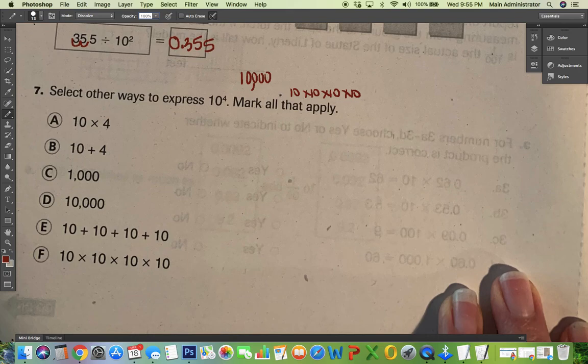I think that's all I can think of. So let's come over here and see what we got. 10 times 4 is 40. No way. That's not right. 10 plus 4 is 14. No way. Not right. I did say that it should be 10,000. So it's 10,000, but not 1,000. And if I added these up again, I would get 40, so that's out. And if I multiplied these, I would get 10,000 because I got 1, 2, 3, 4 zeros. So F is right. And that is SB10.